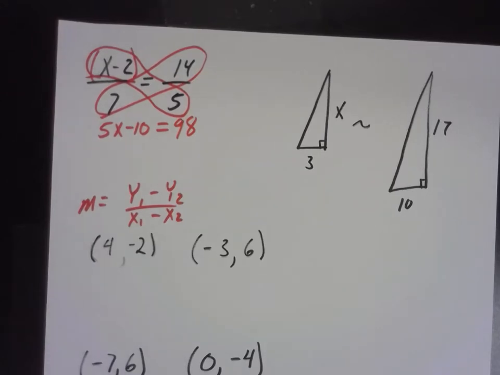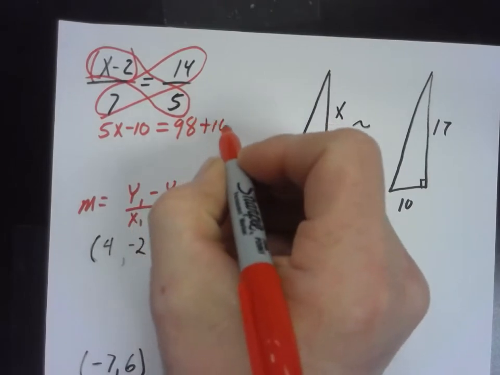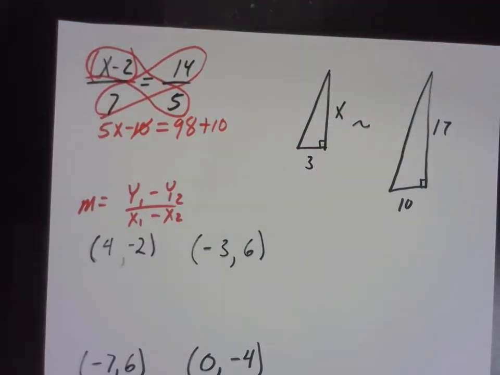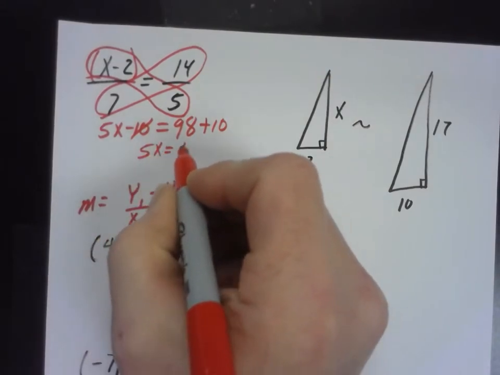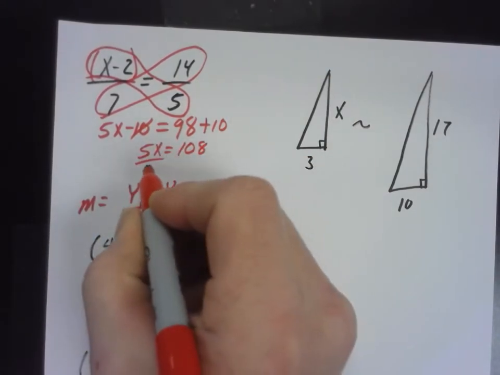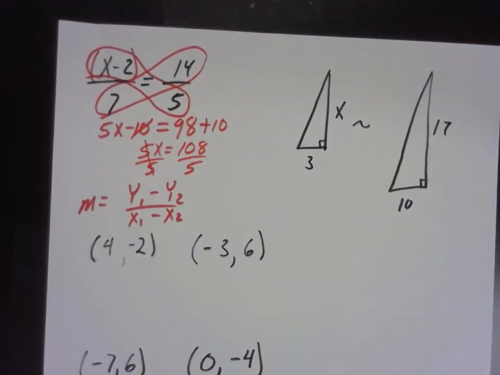Okay? And once we've done that, then we can just add 10 to both sides. Is it okay if I show my work like that? Okay. Yeah, so 5x equals 108. And then I'm going to divide both sides by 5. And this was what I was telling you guys, 108 over 5 doesn't reduce, right? So that's a perfectly fine answer right there.